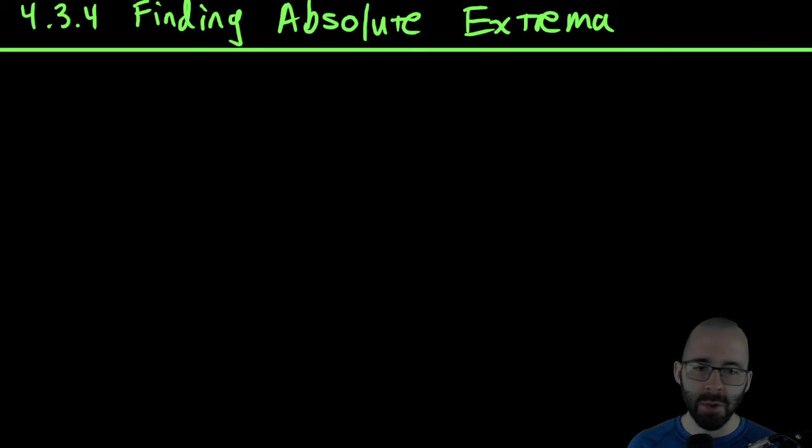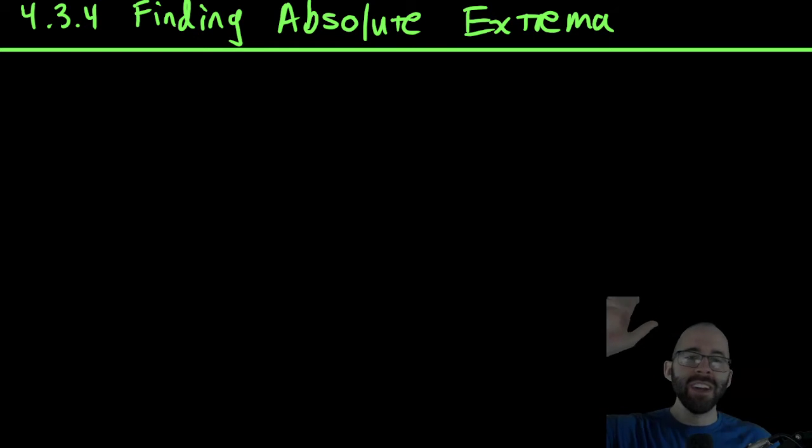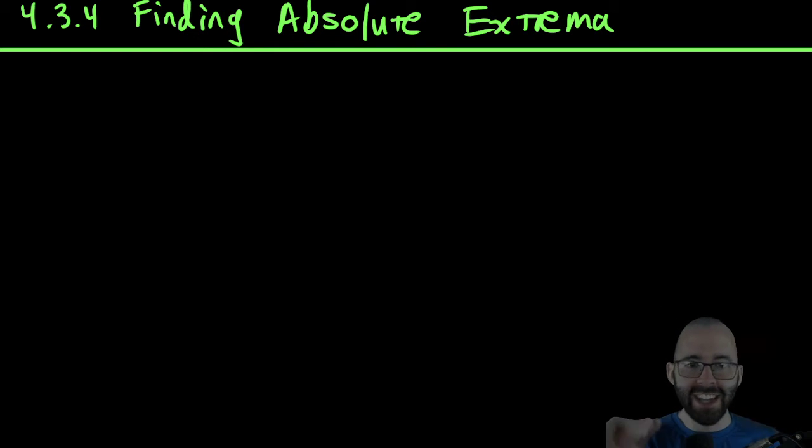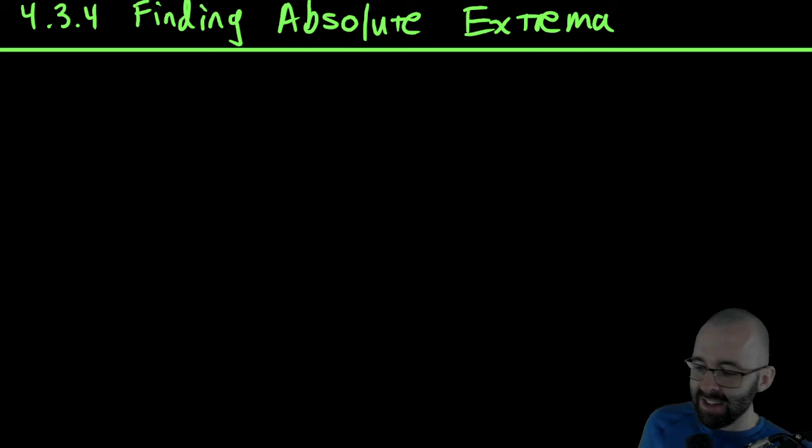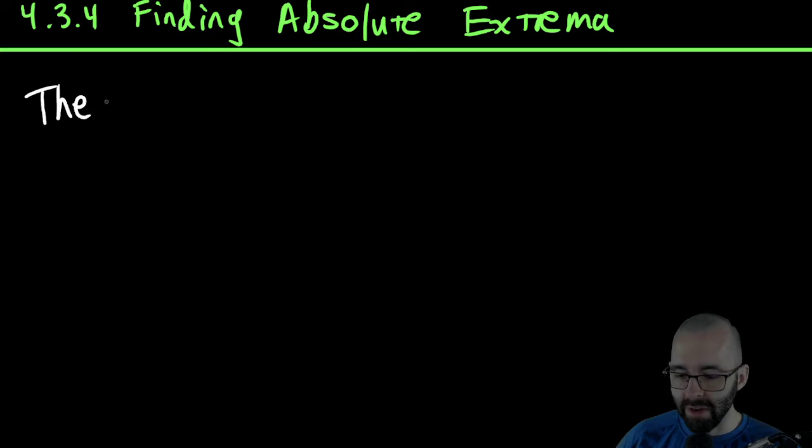All right, we've talked about critical points, so we know how to find them. We've talked about local extrema, and we found them graphically. We'll find them analytically in the next section. Now we talked about absolute extrema, and now we're talking about how to find them. This is going to conclude this section, and we're going to start with another theorem.